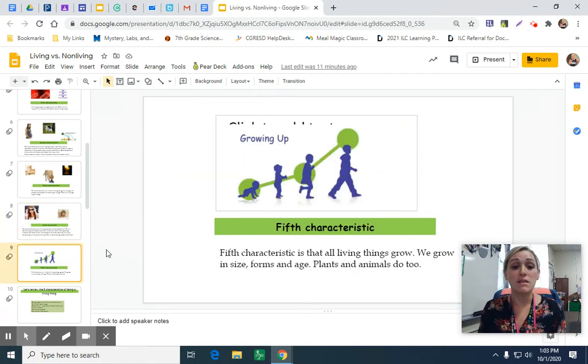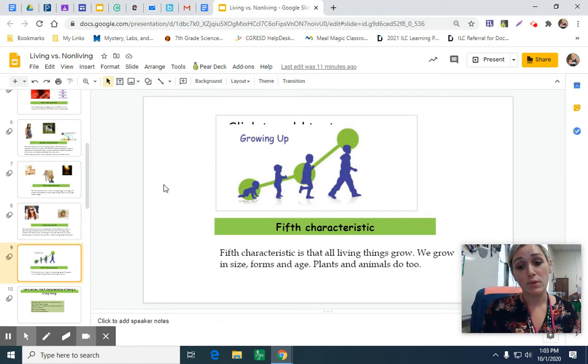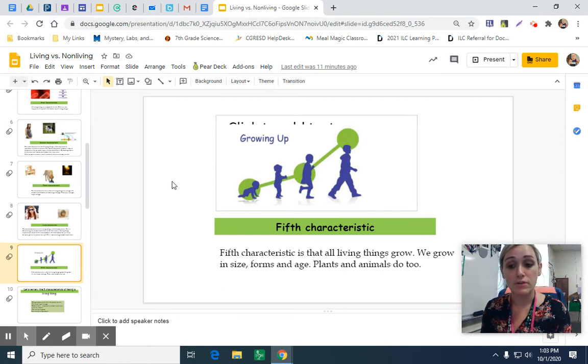The fifth characteristic is that all living things grow. This one's tough because some non-living things can be dead. They once were living, so they might meet a lot of criteria, but if they're no longer currently growing, they are not considered living. They are considered non-living. We'll go through some examples together.